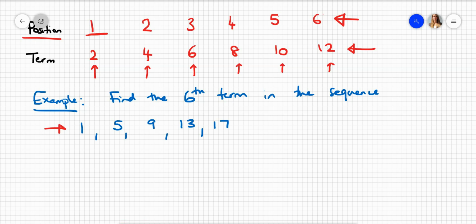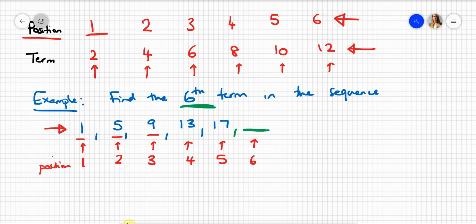So this whole thing is the sequence. These individual numbers are the terms. The position of this term is 1 because it's the first term. The position of this term is 2 because it's the second term. The position of this term is 3 because it's the third term. This one is the fourth term and the fifth term, and we need to find the 6th term. So we need to know what comes next here in position 6.